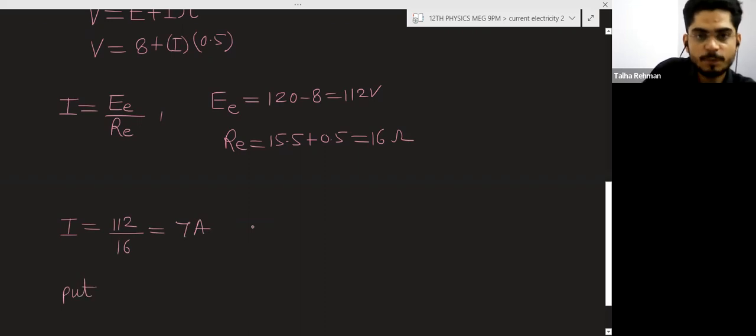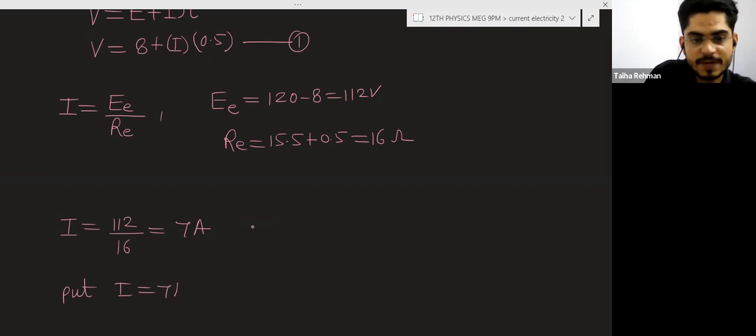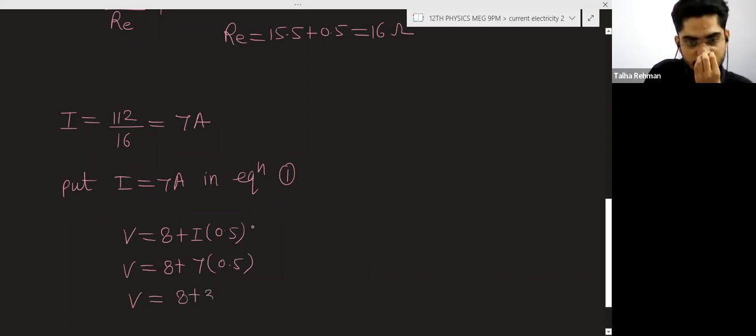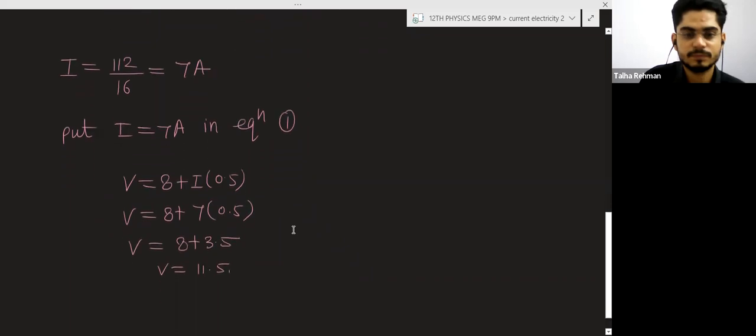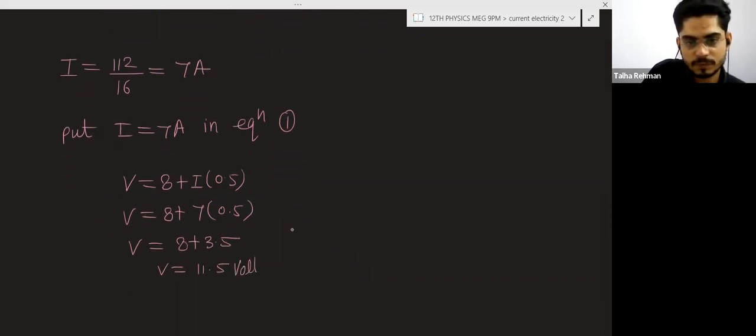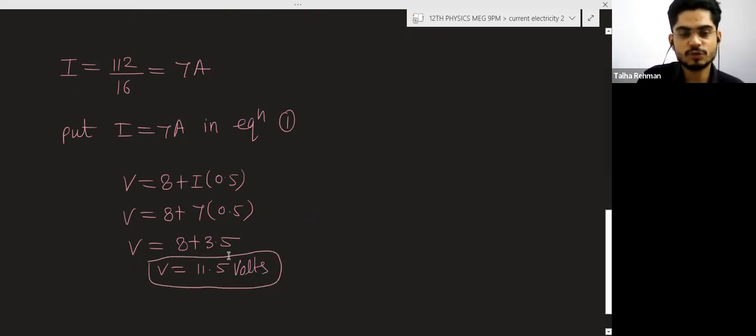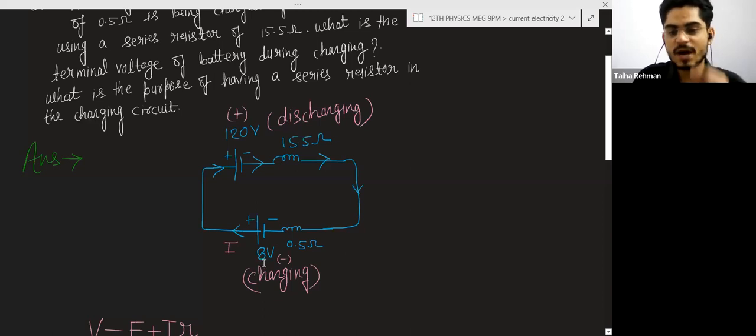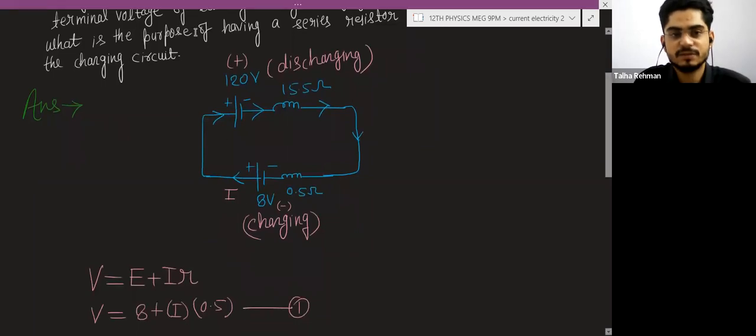Now you will put this I equal to 7 ampere in equation 1 and then you will get the terminal voltage. What is equation 1? V is equal to 8 plus I into 0.5. So V is equal to 8 plus 7 into 0.5, which is 8 plus 3.5, and you will get 11.5 volts. Here you can see that this is the terminal potential difference of the cell and this is the EMF of the cell. So I have proved that terminal potential difference can be greater than the EMF of the cell in charging condition.